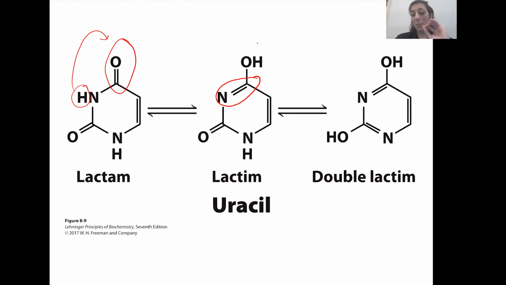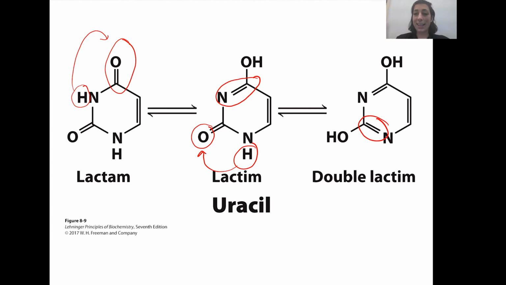There's also a double lactim form in which you have another shift of a hydrogen. This is on the other carbonyl. So you can see after our first shift, this carbonyl and this hydrogen can then also shift in our double lactim form, forming a double bond here instead of on the carbonyl, and our hydrogen moving onto the carbonyl oxygen.